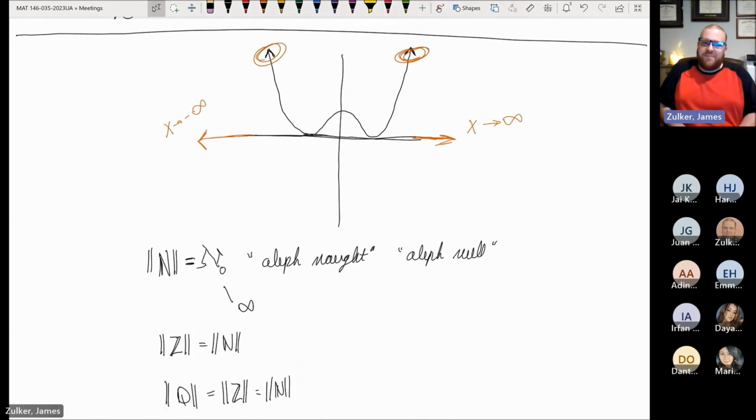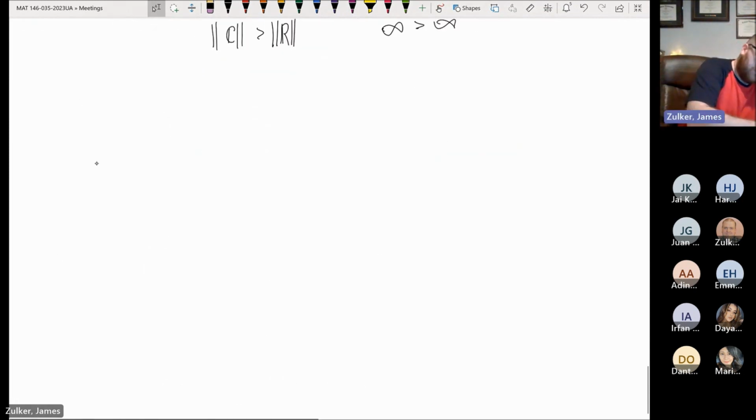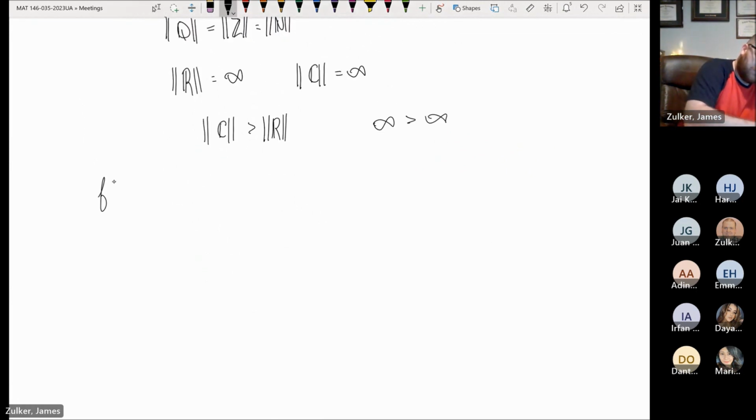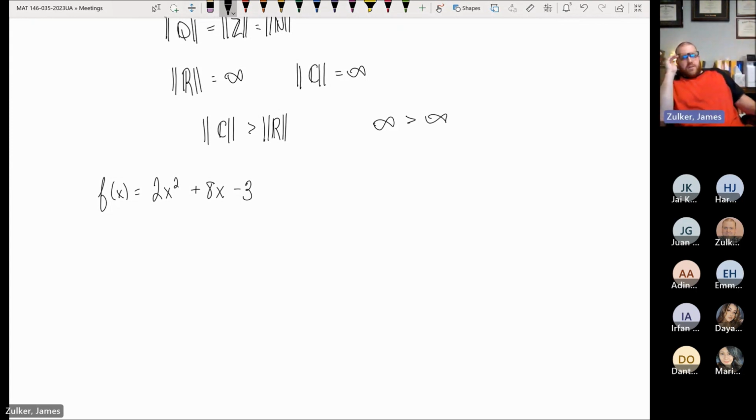So this is what we mean by end behavior. When we're talking about polynomials, I'm going to start with x squared, a quadratic. I don't know. Let's go with 2x squared plus 8x minus 3. Let's just go with that.